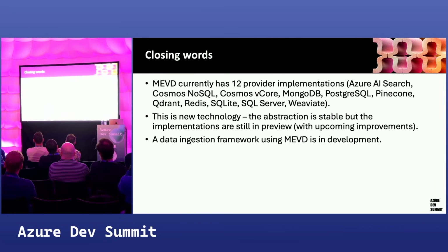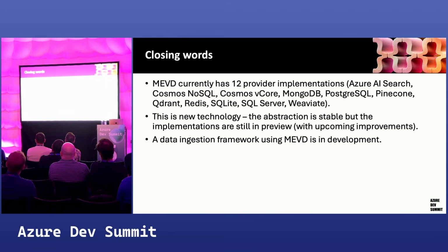This is now closing words. So there's 12 implementations currently which you can use. I've listed these here. Anybody can implement another provider, and you can also ask for them, and maybe we'll implement it for you. This is very new technology, so the abstraction itself GA'd only a few months ago at Build. The implementations themselves are actually still in preview, but this is something that I'm actively going to work on, maybe starting from next week, right?